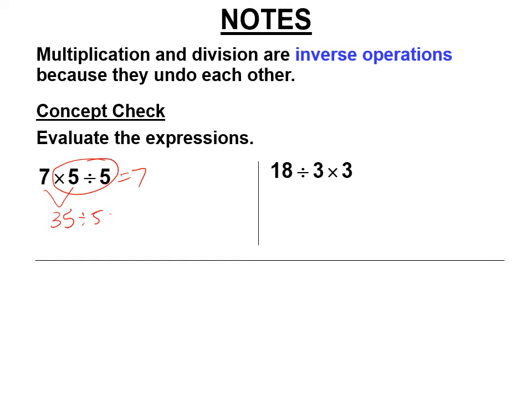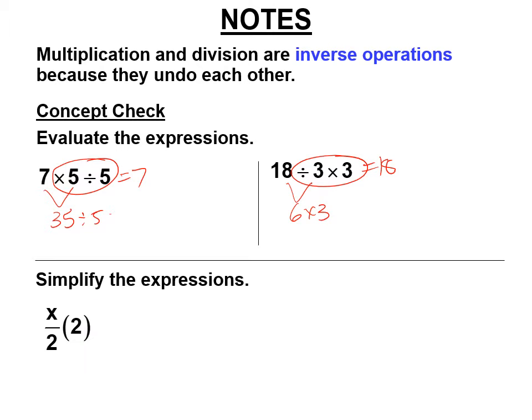Here, let's see if I do the division first, if it's different. 18 divided by 3 is 6. 6 times 3, nope, still 18. Right? Because dividing by 3 and multiplying by 3 are inverse operations. So that's x divided by 2 times 2. What do you think that equals? All right, well, you can see, you just cancel those out and you get x. So x divided by 2 times 2 is still x.